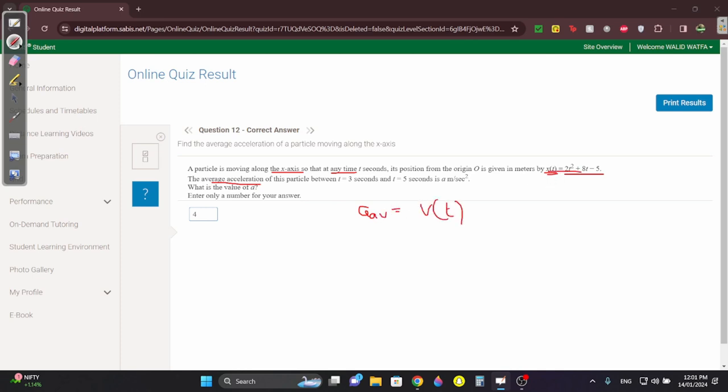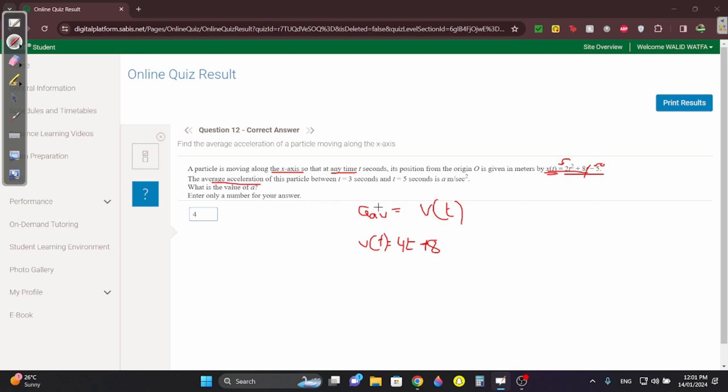We don't have the v(t), so how do we find it? We have to derive. How do you derive 2t squared plus 8t minus 5? Multiply the exponent by the coefficient, 2 times 2 is 4, reduce your exponent by 1, so 4t. Then 8t: multiply the exponent by the coefficient, 8, and reduce the exponent by 1, the t gets cancelled. Minus 5 is a constant and has no derivative, because the exponent is 0, so 0 times negative 5 is 0. So your v(t) is 4t plus 8.